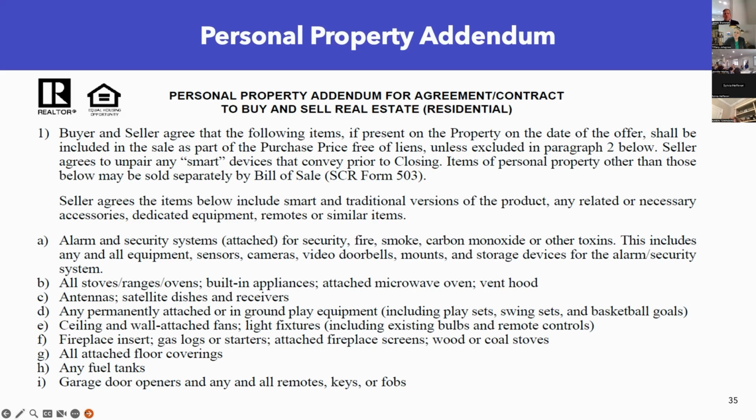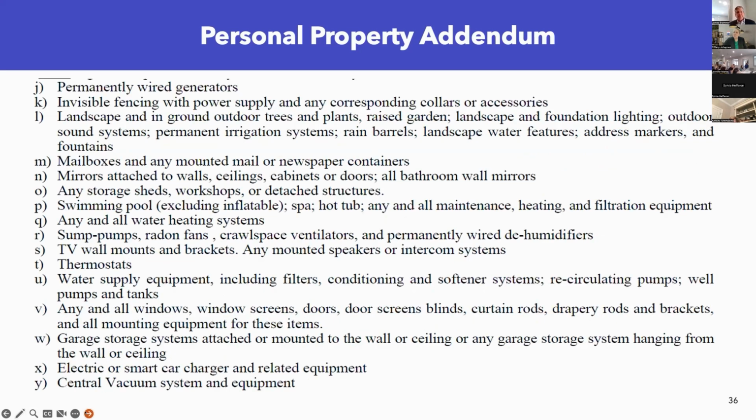I guess. Garage door openers, I get, because even though the garage door opener is itself an item of personal property, you can't use the real property without it. So I get that. Some of these other things we could argue about. One of my favorites is coming up. Let's move ahead to the next one.